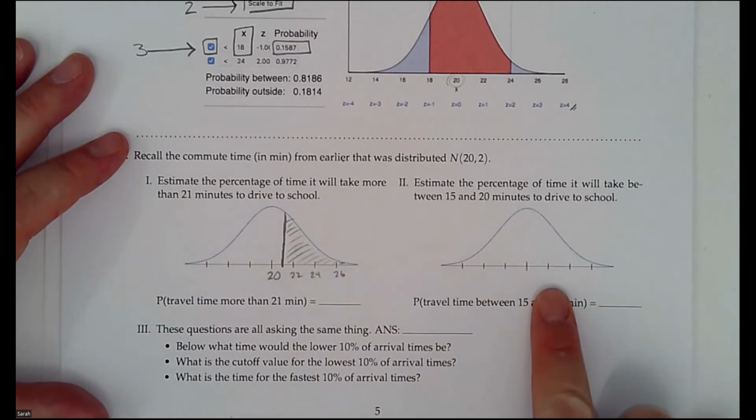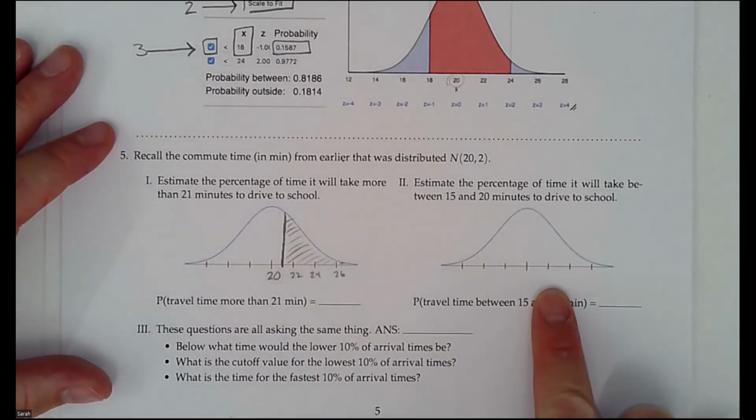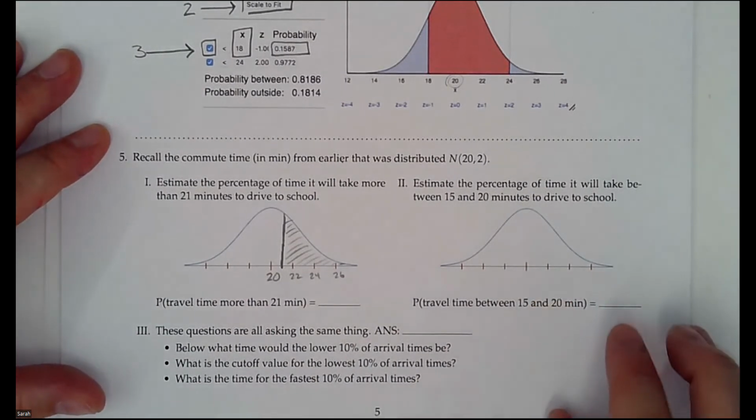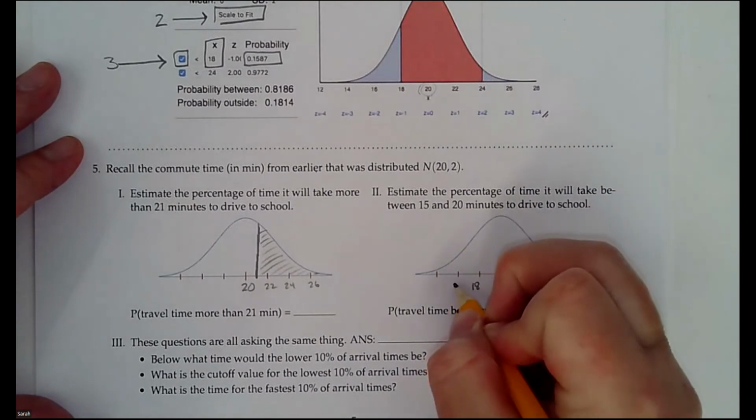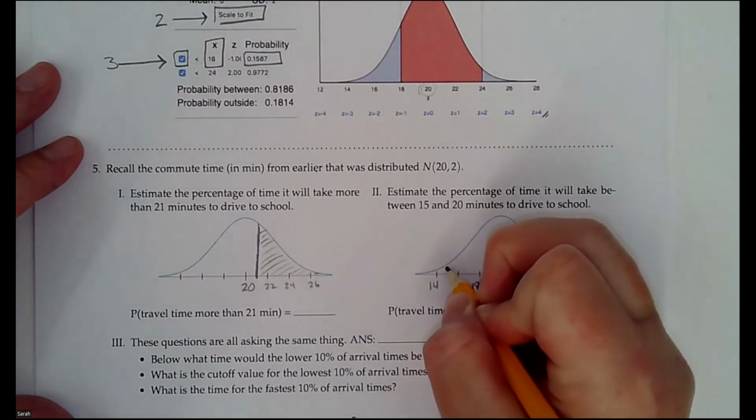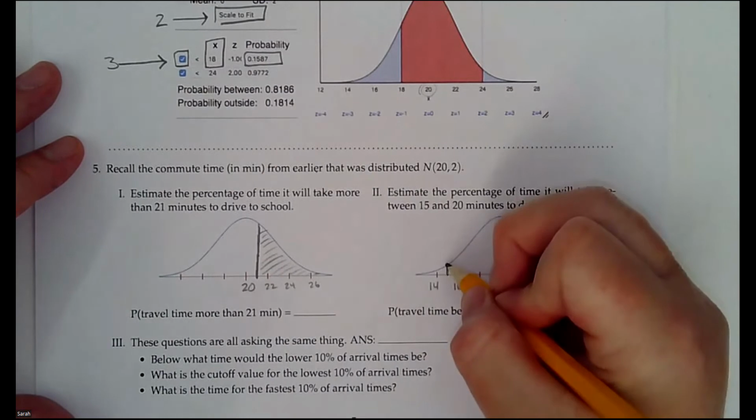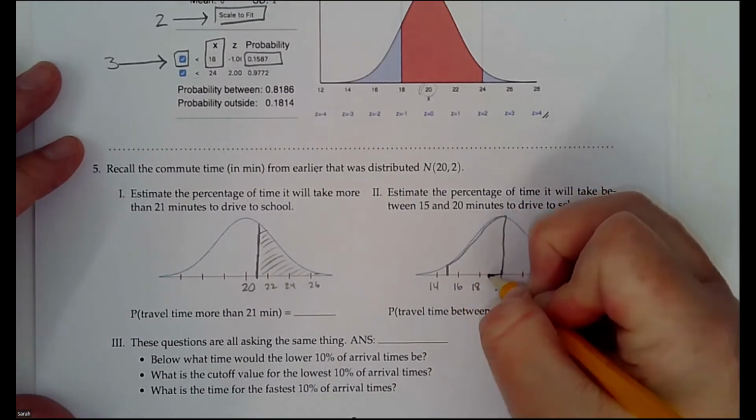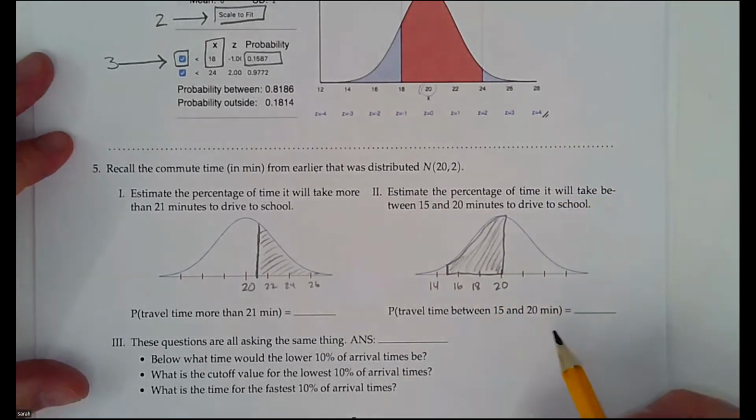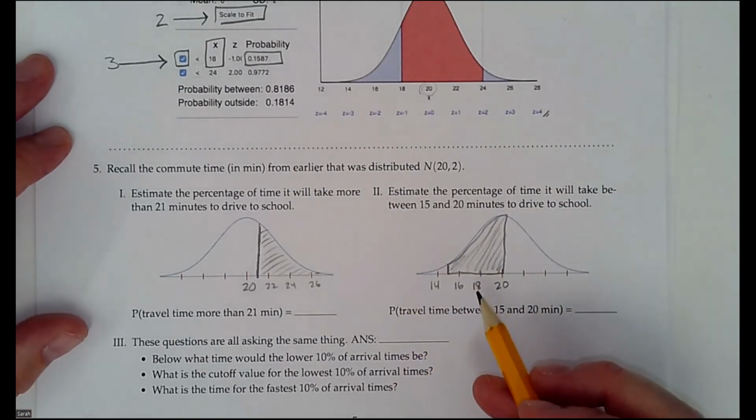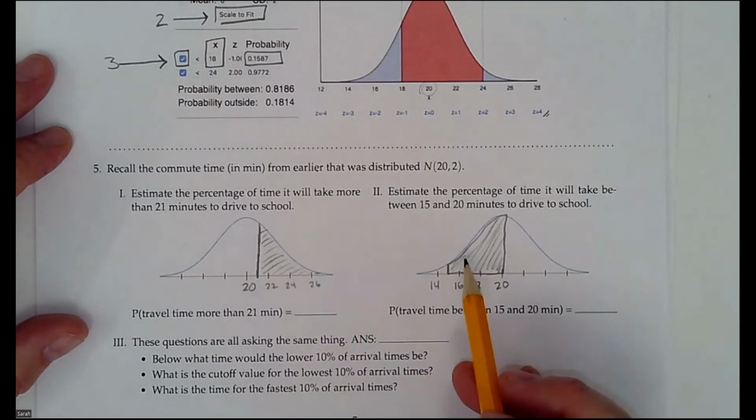And then this one here says, estimate the percentage of time it will take between 15 and 20 minutes to arrive to school. So here's 20, 18, 16, 14. So 15 sits right in here. So we're looking at this piece right here. Again, we also know this one is less than 50, but probably a different number than this one, but I guess we'll find out.